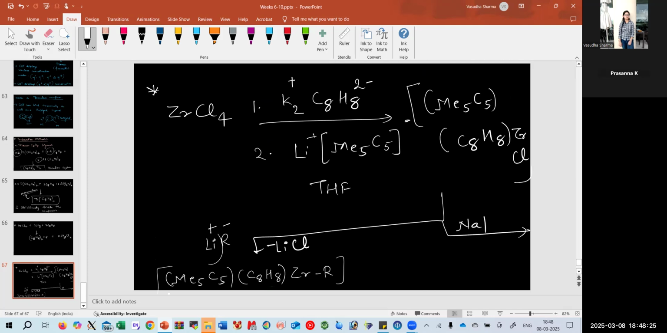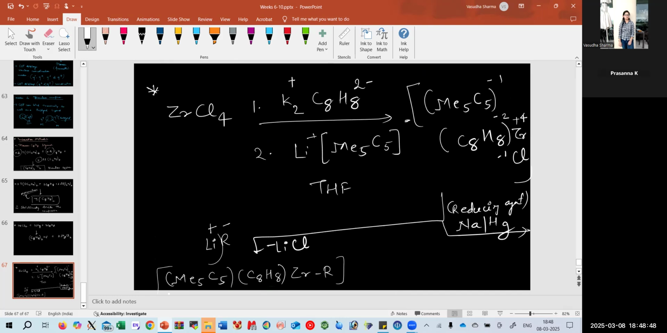Or if you're reducing it, right now it is in an oxidation state of, this is -1, this is -2, and this is -1. So it is giving you an oxidation state of +4. Now, when you're treating it with sodium Hg, this is a reducing agent.